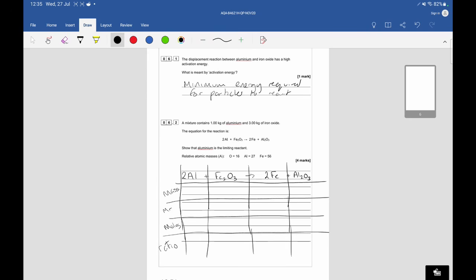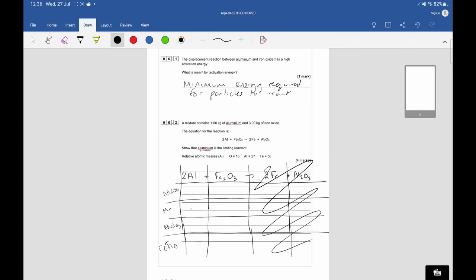So here we have mass, molar mass, number of moles, and the ratio of those substances together. I've done this because I'm going to use it to show that we have too much iron oxide, because aluminium is the limiting reactant. It will run out first. So we don't need either of these two things, because we're only looking at the aluminium and the iron oxide that it's reacting with in this reaction.